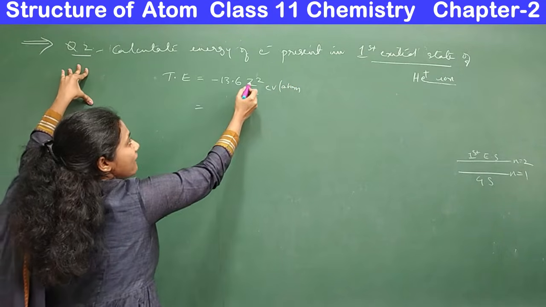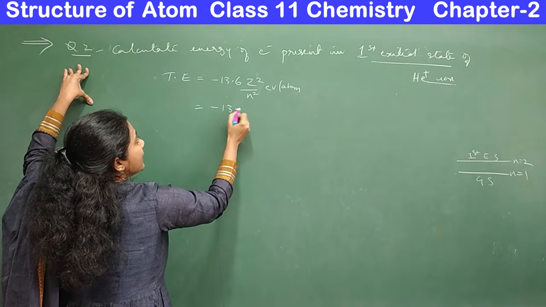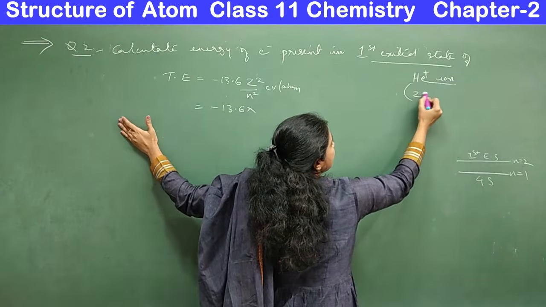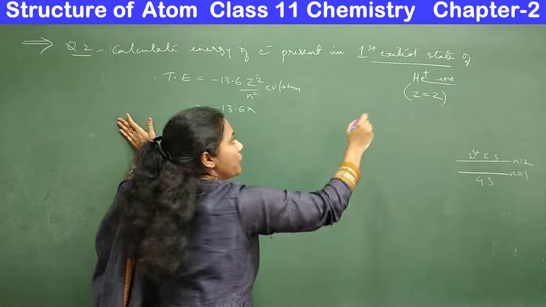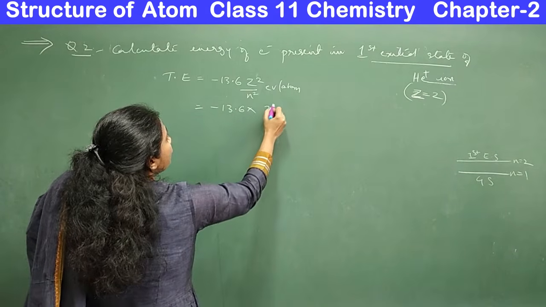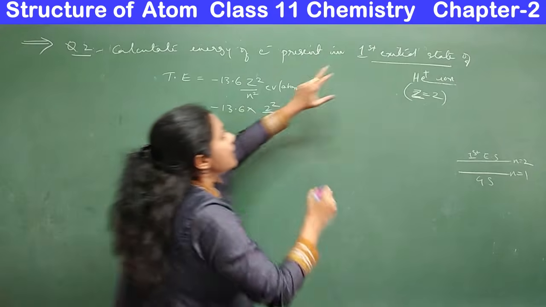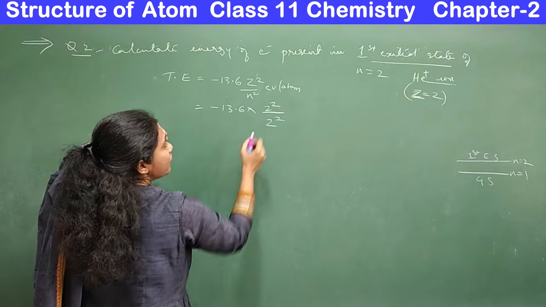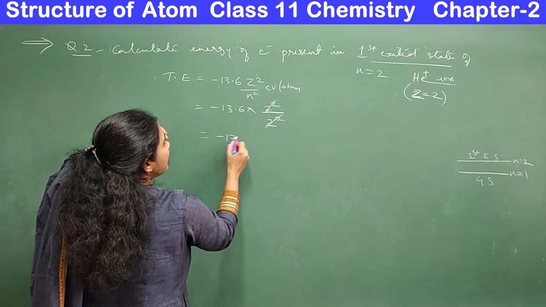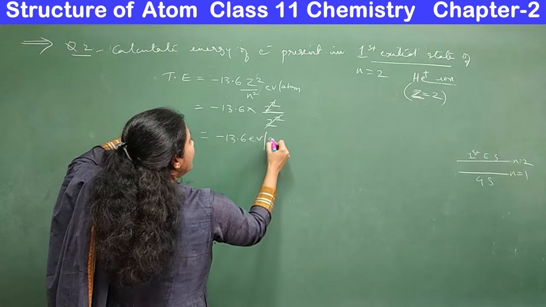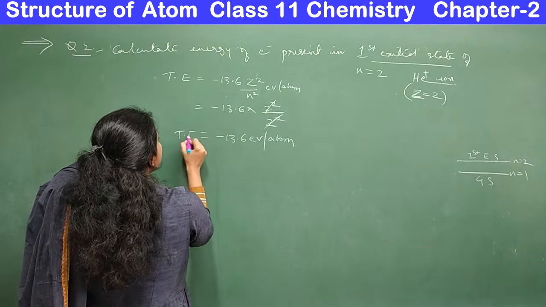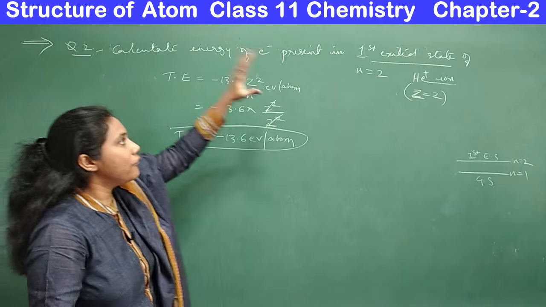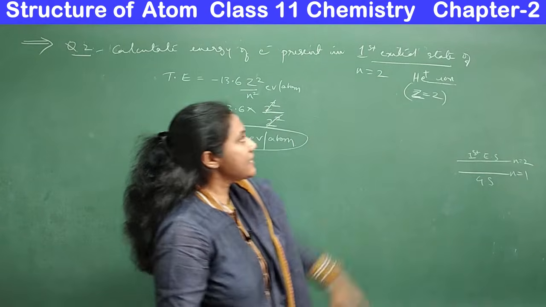Okay, so if you substitute the value of Z and N here, minus 13.6 into Z square, what is the atomic number of helium? Z is equal to 2. Atomic number is 2, right? So Z value is 2. So 2 square divided by N square. So first excited state means N is equal to 2, right? So it is 2 square. So the 2s get cancelled. So minus 13.6 electron volt per atom. Okay. So this is the answer you will get, for the energy of the first excited state in case of He plus ion.